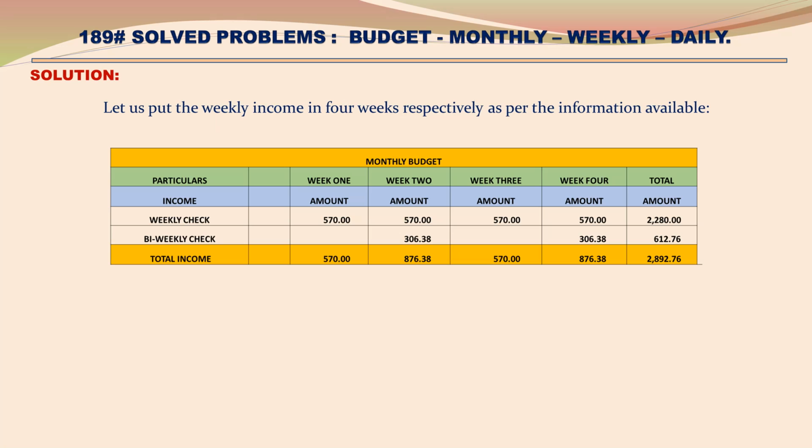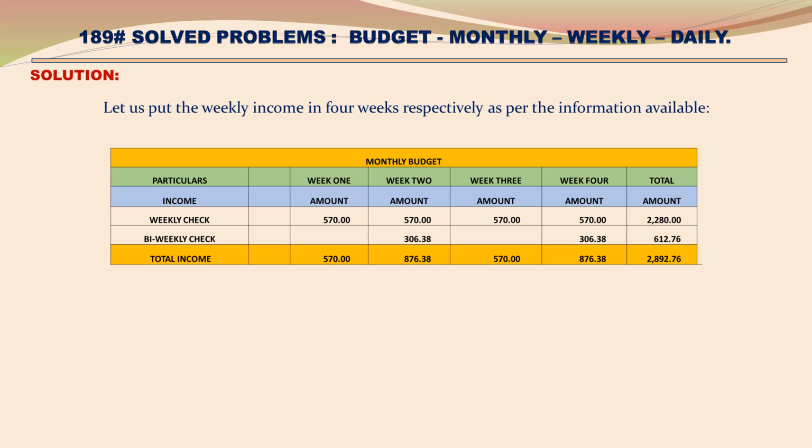Let us put the weekly income in 4 weeks respectively as per the information available. Monthly budget. Particulars: week 1, week 2, week 3, week 4. Weekly check 570 for week 1, 570 for week 2, 570 for week 3, 570 for week 4. Total 2280. Bi-weekly check in the second week 306.38, in the fourth week 306.38.